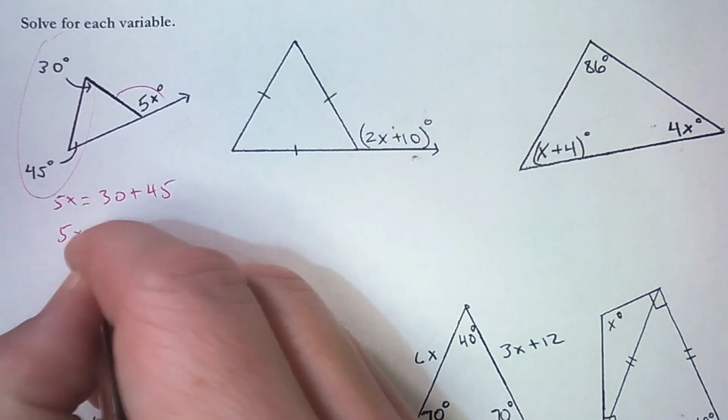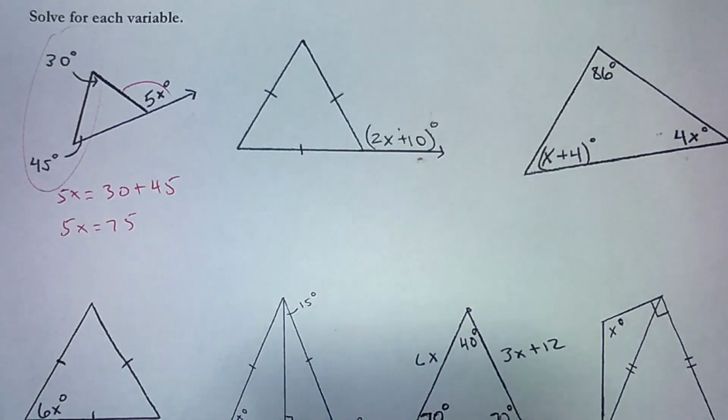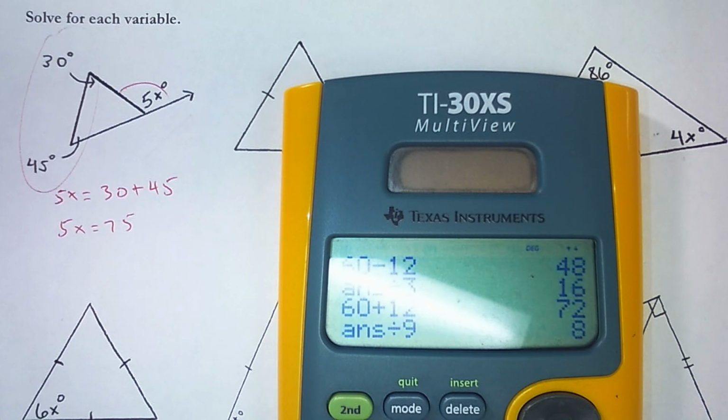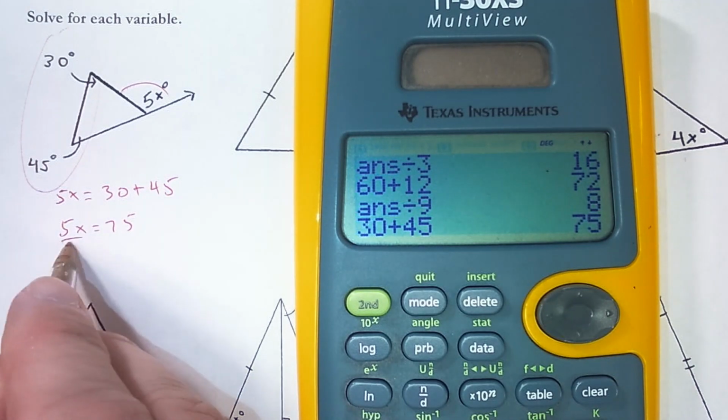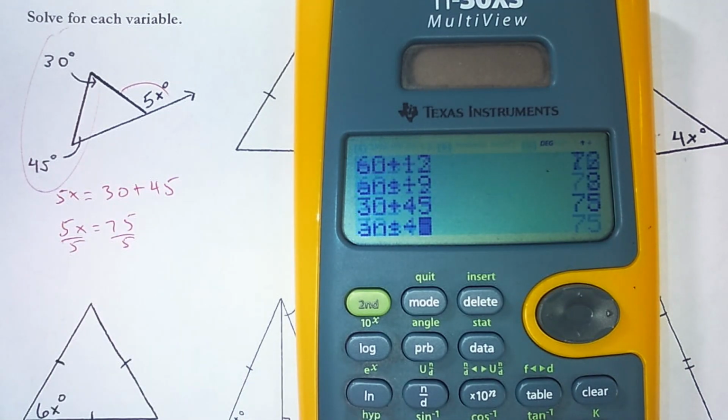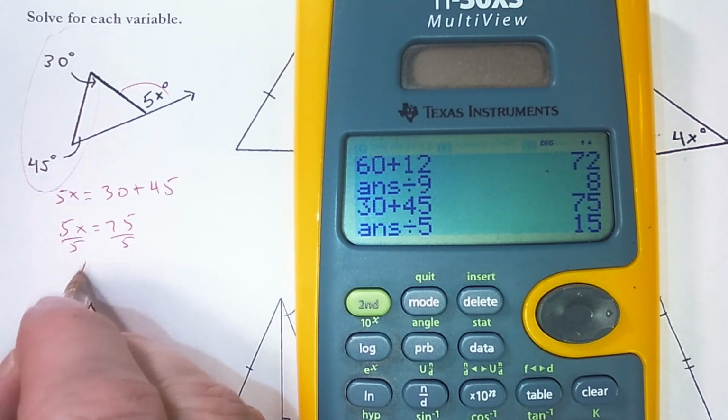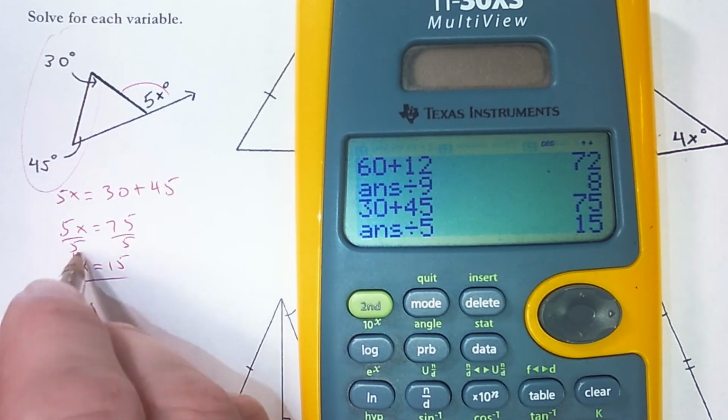So 5x equals 75. Okay, so I can use this. I can check what I just did. 30 plus 45 is 75. And then divide by 5. I get 15. So x is 15.